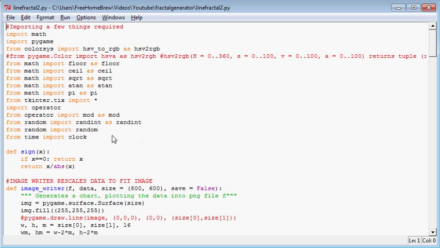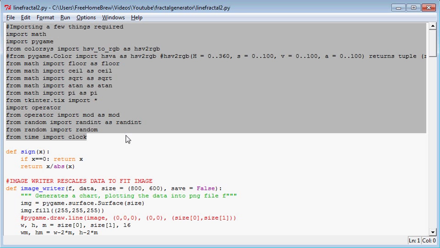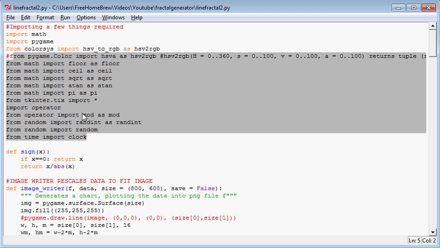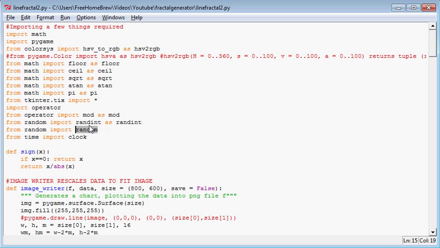I just take some random stuff. I don't need everything. This is an import from another piece of software I wrote. So not all of these imports are required. I don't think I need any of the math operators. I need this random one, and I don't need the HSV to RGB.